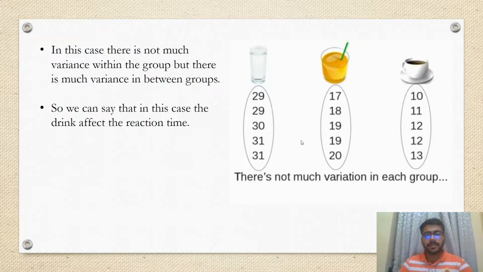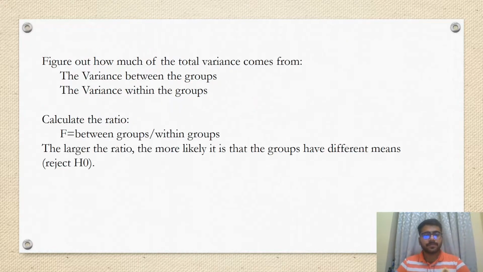We can take another example. In this case, there is not much variance within the group, but there is much variance between the groups. So we can say that in this case, the drink affects the reaction time.